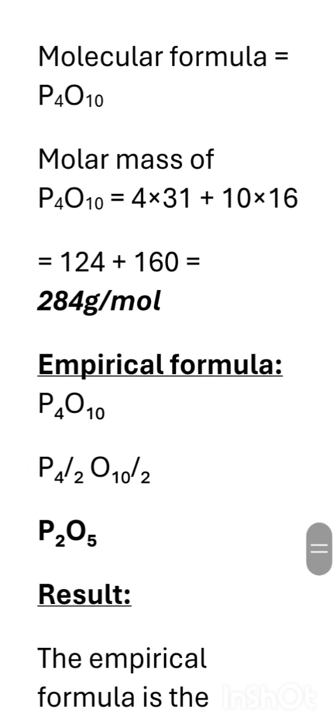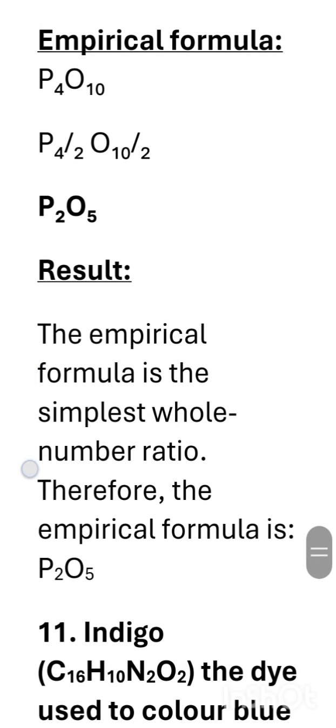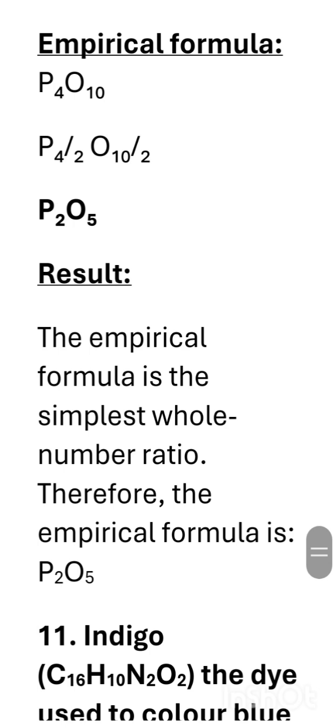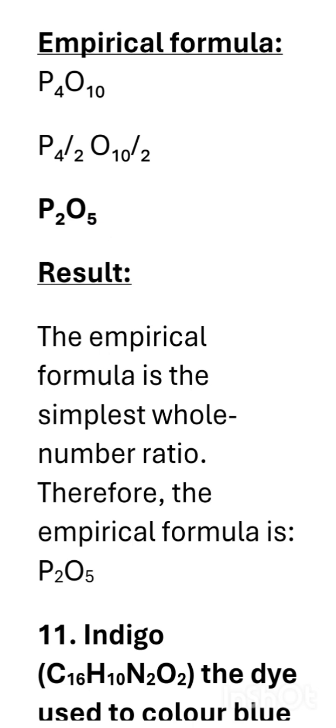Now for the empirical formula, we just have to convert the atoms into its simpler form. So P4O10 is the molecular formula. We will divide it with the simplest value, which is going to be 2, because both can be divided by 2. So we will write P4 by 2 and O10 by 2, and we get P2O5. So this is the simplest form. We can write it as P2O5.